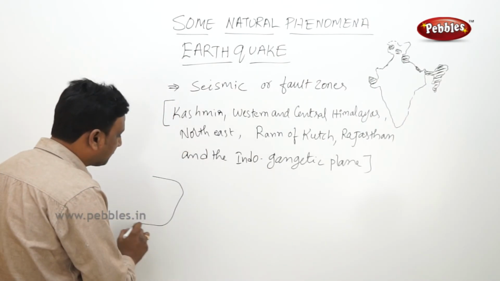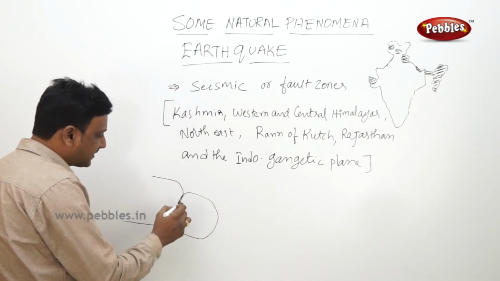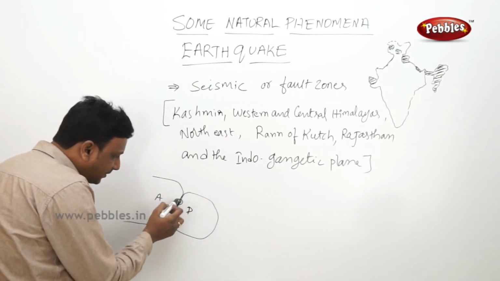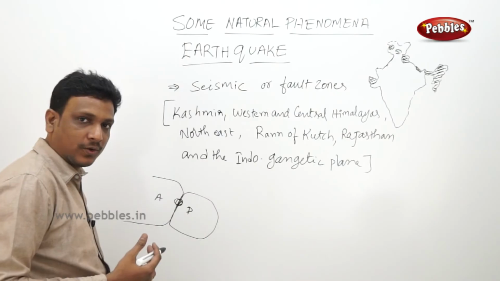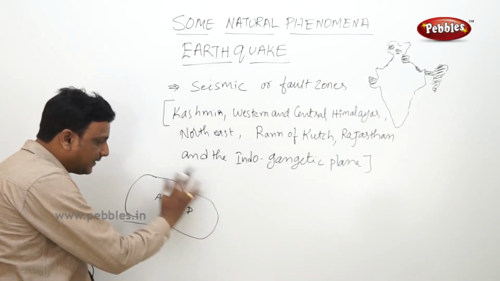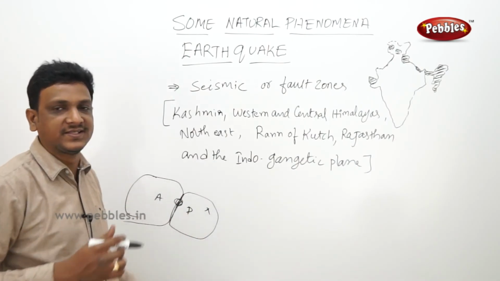Say this is a particular plate and this is one more plate. These are the two boundaries of plate A and B. At this particular zone, the effect of the earthquake is more. The plates are moving, the whole plate is moving, but here the effect is less. At the boundaries, the impact is more.